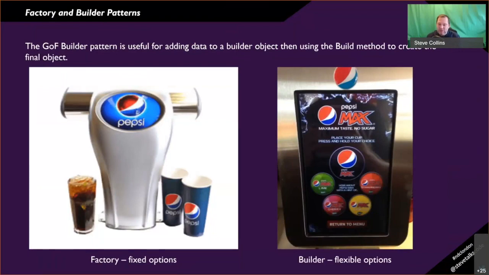With the builder, it's much more like the modern dispensers that you find in these places, where you can say, well, I've got a base cola and I want to add a dash of lime and a dash of vanilla and a dash of cherry, gradually composing it as you go along until you've got your finished drink.